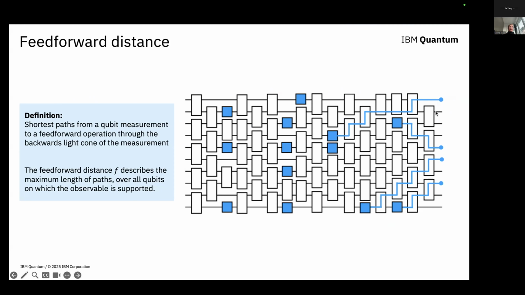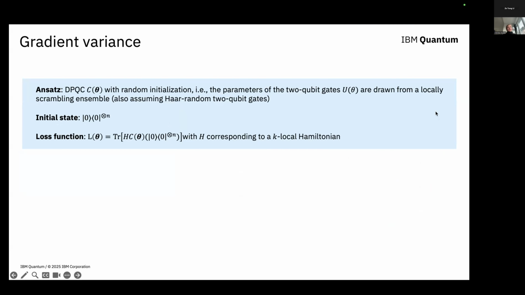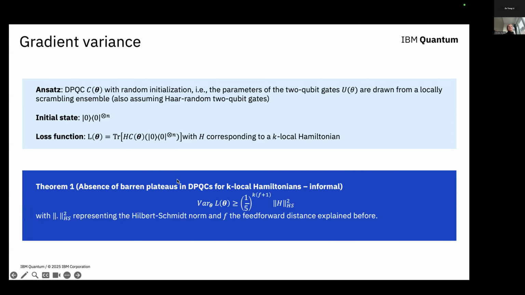Good. Now, based on this feed-forward distance, we can make our statement, namely that for a dynamic parameterized quantum circuit with random initialization, such that the two qubit gates are drawn from a locally scrambling ensemble, and assuming that the two qubit gates are random, then we can state that the variance of the cost function is bounded with respect to the locality of the Hamiltonian and this feed-forward distance, so the maximum shortest path. And finally, we have the Hilbert-Schmidt norm that relates to our Hamiltonian.